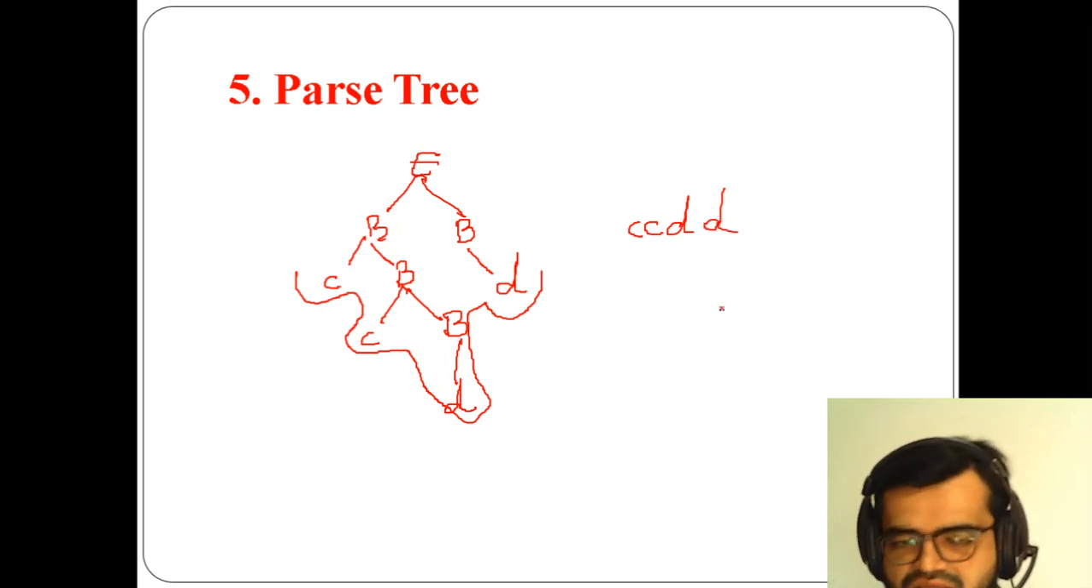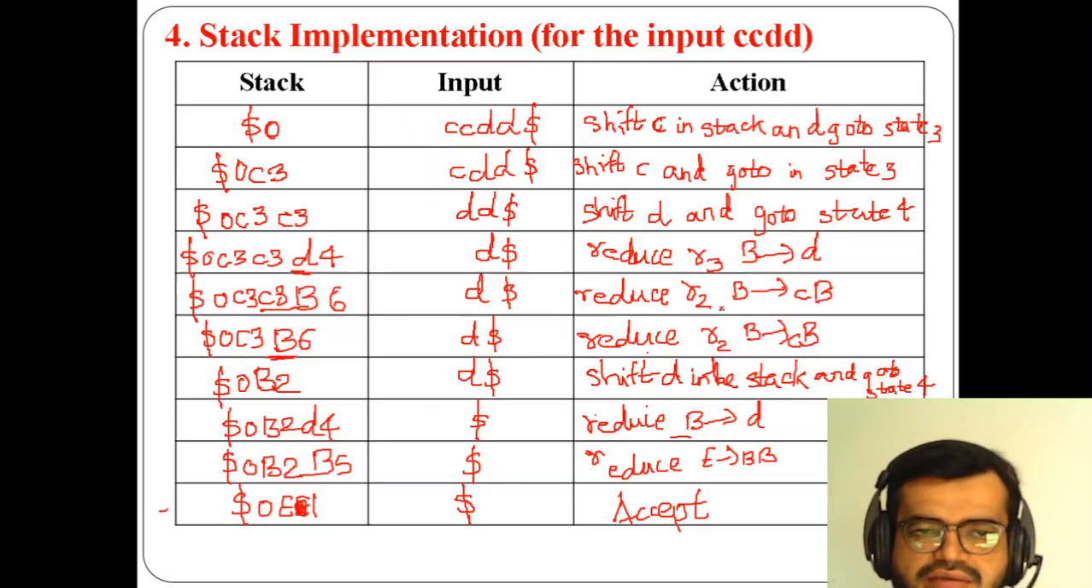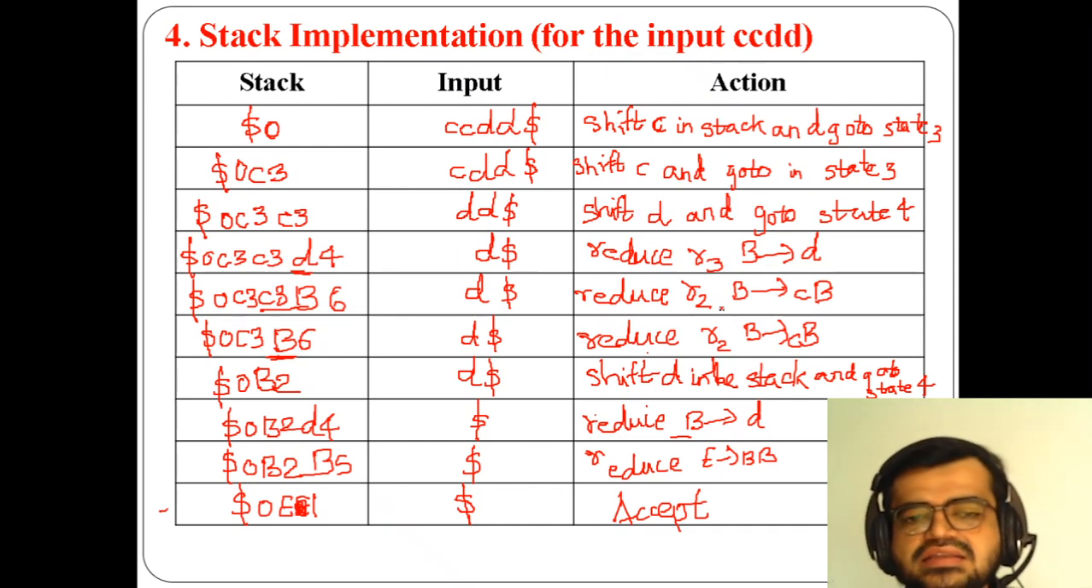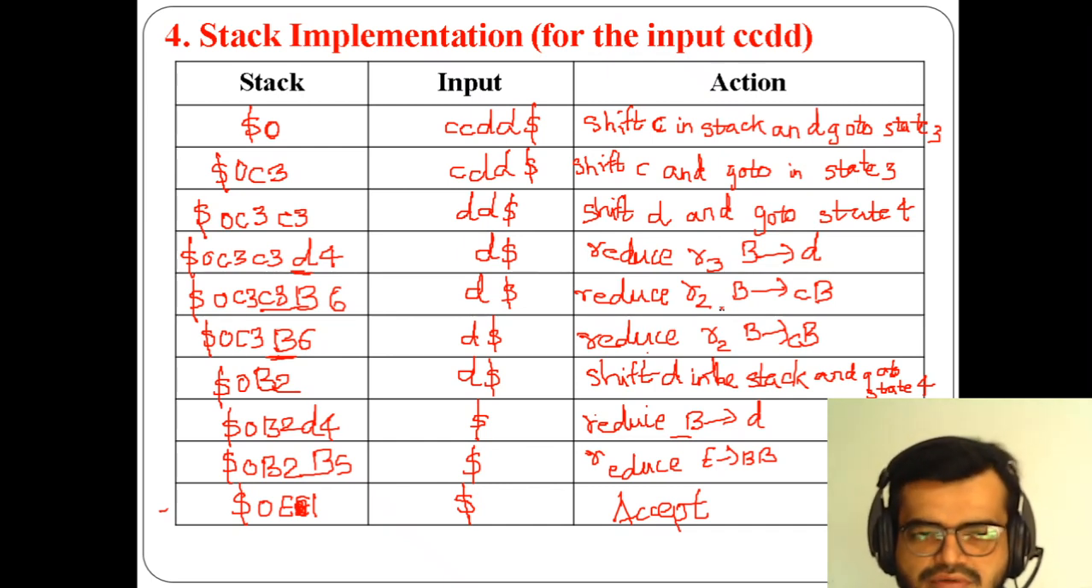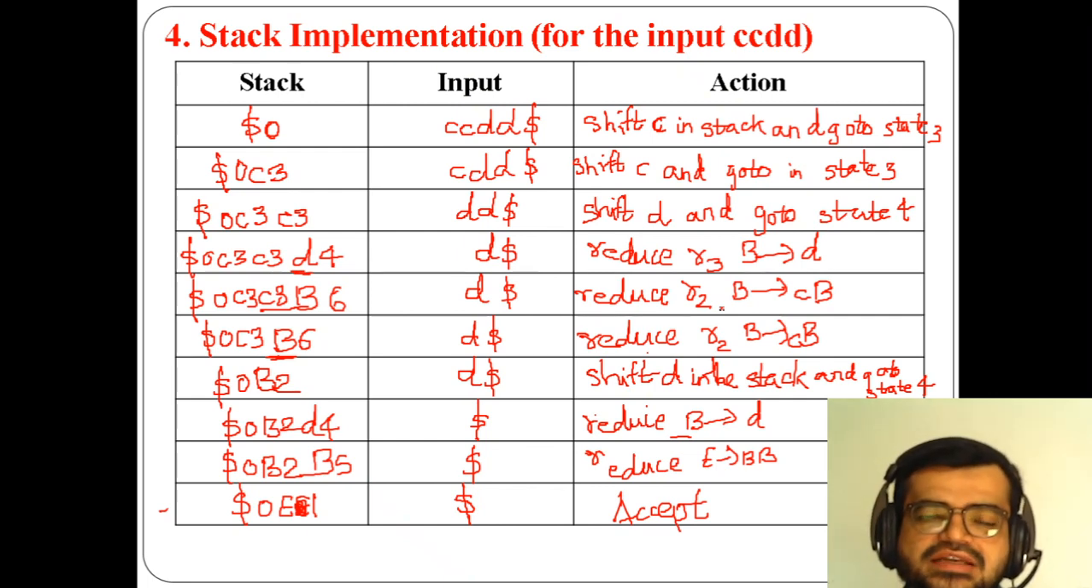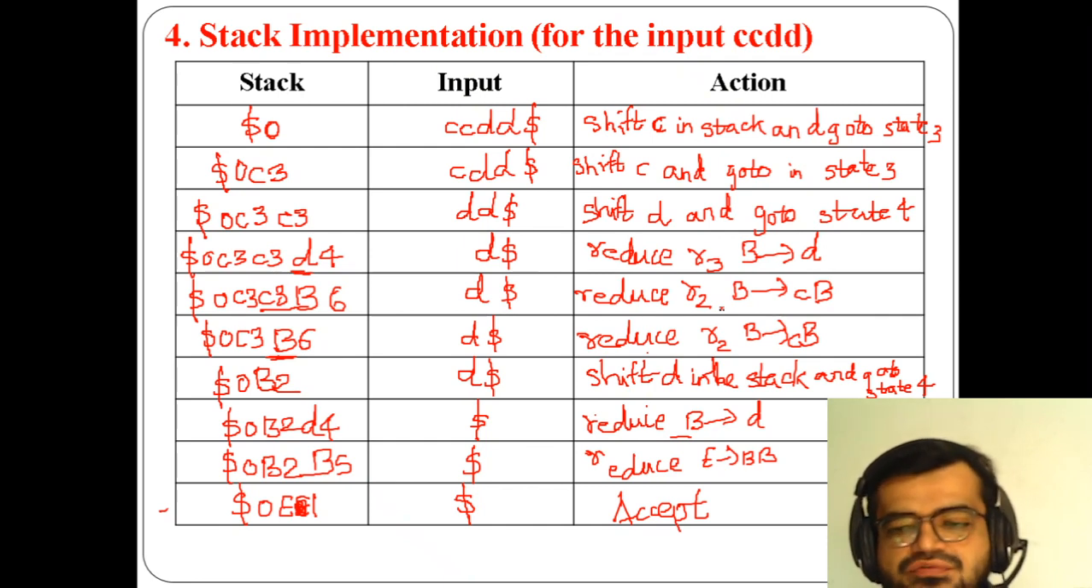So in this way you are getting the parse tree. Okay, so this is how the things have to be performed. So in this way we have completed LR(0) parsing, and we have seen whether the given grammar is LR(0) or not.